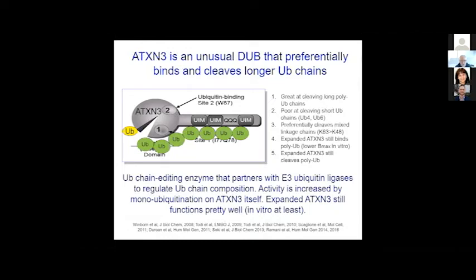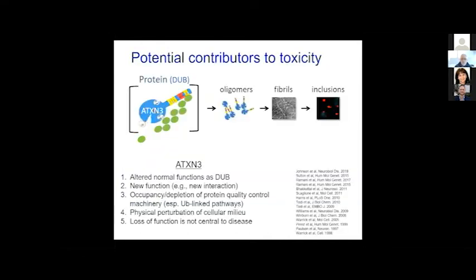Our current view, based on data that it interacts with numerous ubiquitin ligases, is that it actually is a ubiquitin chain editing enzyme that partners with ubiquitin ligases to regulate ubiquitin chain composition. And even though we know expanded ataxin-3 still interacts with parkin or still interacts with CHIP, how that influences the quality control DUB activity in vivo is still a work in progress.